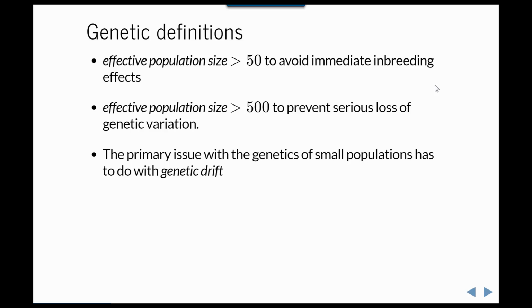One popular set of definitions popped up around genetics, and in particular a notion of effective population size, which we'll come to in a moment. The basic idea was that an effective population size larger than 50 would avoid immediate inbreeding effects, and an effective population size bigger than 500 would prevent serious loss of genetic variation over time. And the reason why conservation biologists were concerned about genetic variation in small populations has to do with genetic drift.